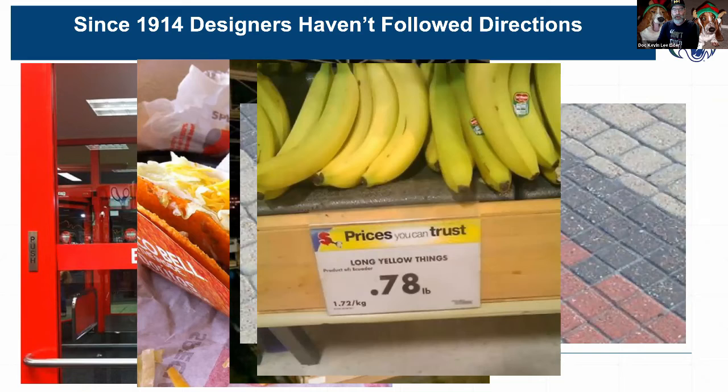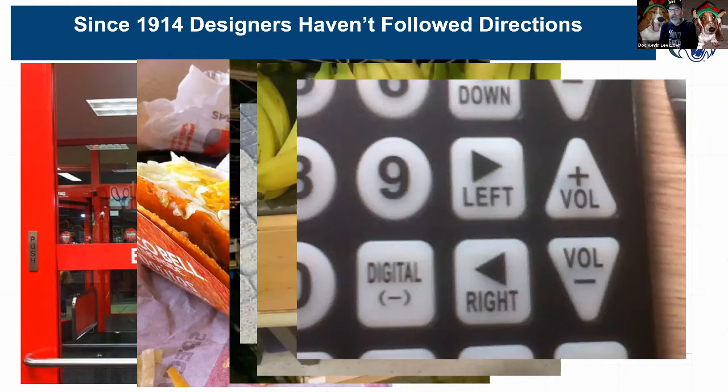How about this one? There's some long yellow things. Again, people do this to me because they know I'm colorblind. Those look green to me. They don't look like long yellow things. But again, that's another talk. How about this one? Go to the left or go to the right?